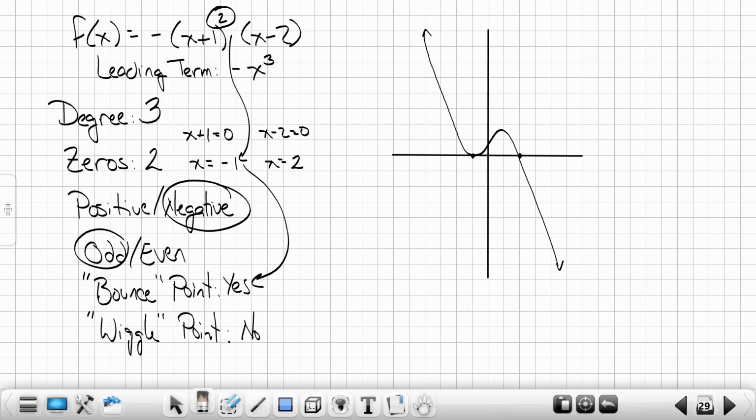So wait, why does it only bounce on the -1? Because the -1 is the one that has an even exponent on it. So what it's saying here, I'll wait actually till we're done trying to draw.